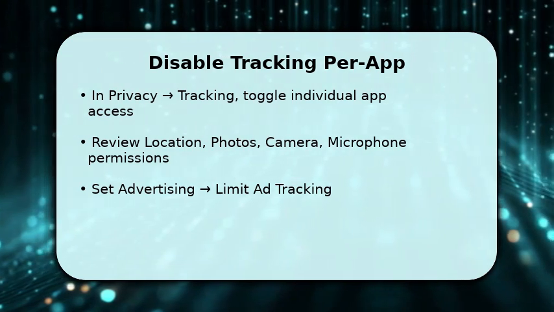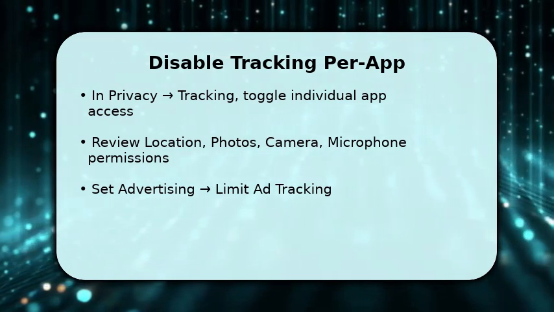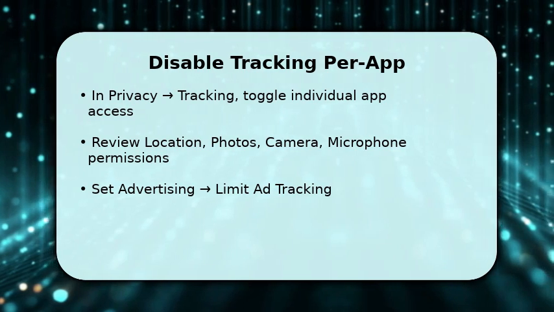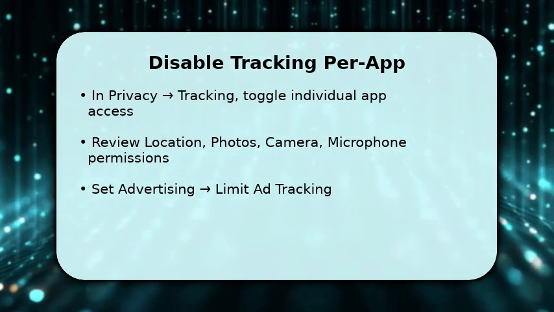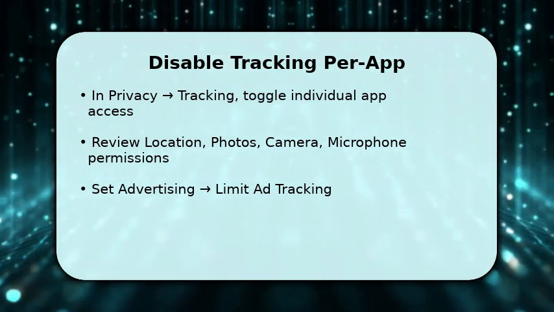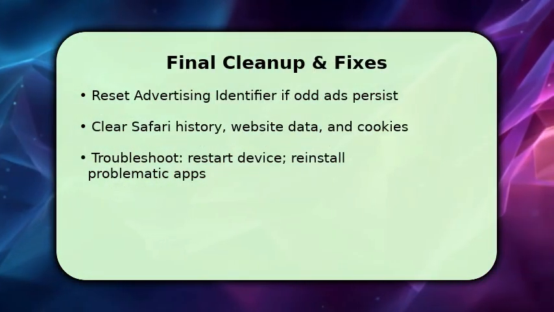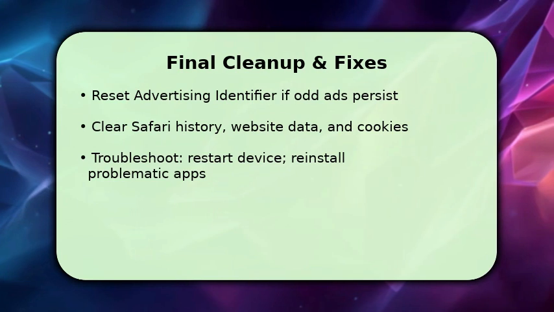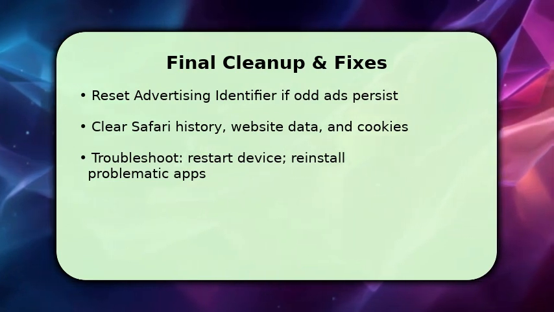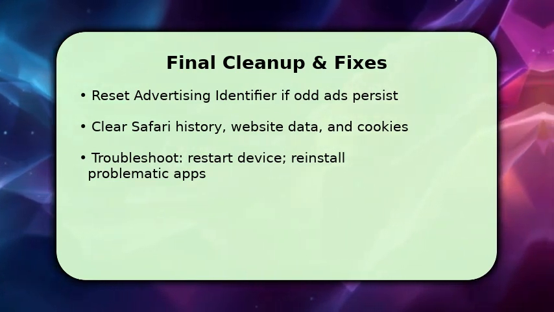Finally, open Settings > Privacy > Apple Advertising, and enable Limit Ad Tracking. This reduces personalized ads and resets ad identifiers. To finish, reset your advertising identifier and clear Safari history, plus website data to remove lingering trackers and cross-site cookies.